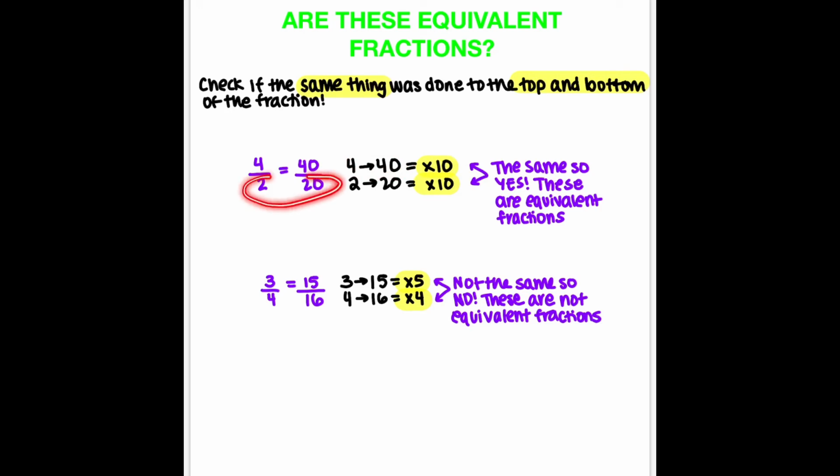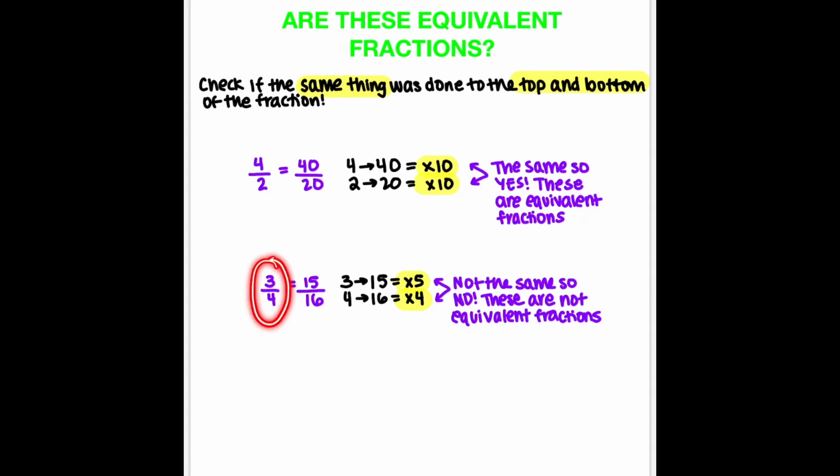Now let's look at the denominator. 2 and 20. How do we get from 2 to 20? Well, we also multiply by 10. Since these numbers are the same, these are equivalent fractions. That's good because the same thing was done to the top and the bottom. That's what equivalent fractions are.